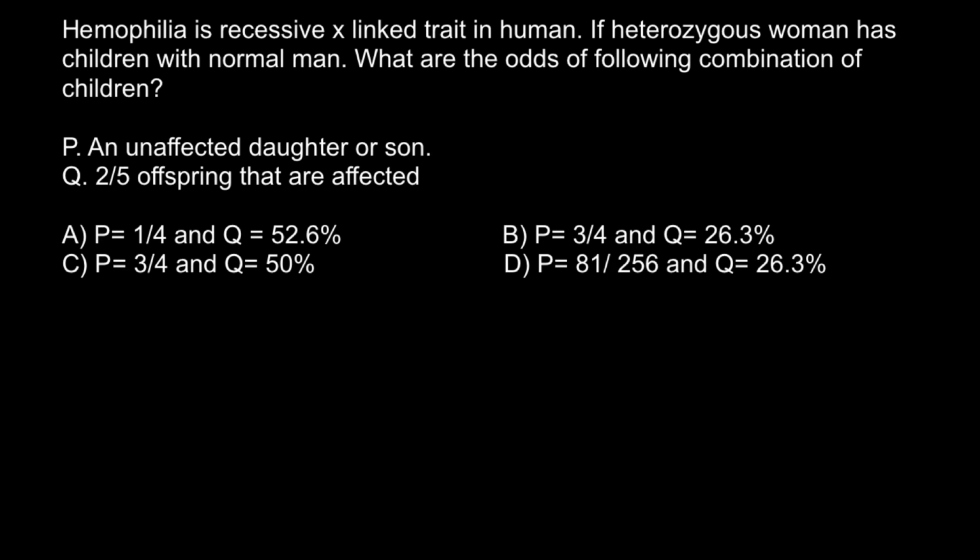So here is a problem. Hemophilia is a recessive X-linked trait in humans. If a heterozygous woman has children with normal men, what are the odds of the following combination of children? And here are two questions. Question P: an unaffected daughter or son, and question second, or Q: 2/5 offspring that are affected.